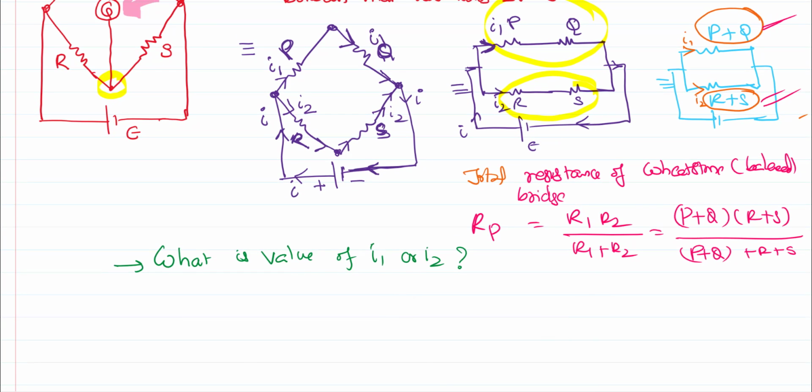This is what your I1 is. This is what your I2 is. So it's very clear that this P plus Q combination and R plus S combination are in parallel. In parallel, voltage is the same, but current is shared or distributed. I said voltage is distributed earlier, I'm sorry.